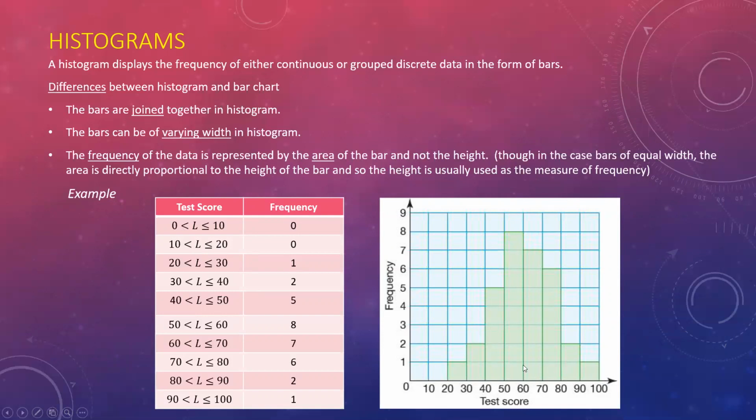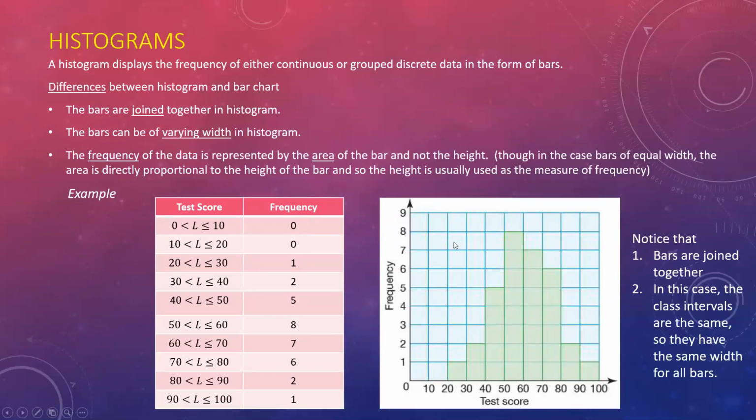In this case, the width is still the same, so you cannot tell much about the difference from when the bars are of varying width. I'll show you that later on. Okay, the bars are joined together, as you can see from here. In this case, the class intervals are the same, so they have the same width for all the bars.